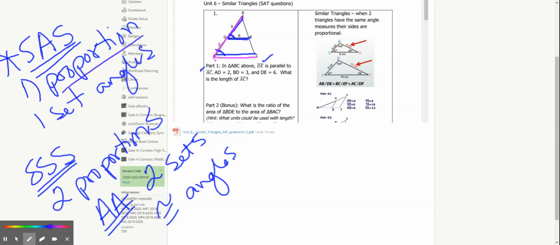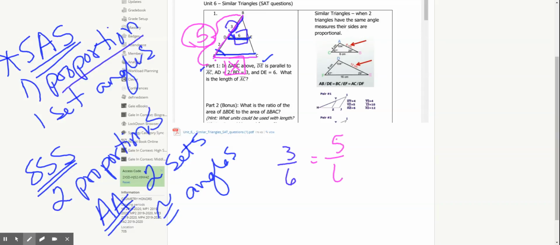So if we set up that proportion, we're going to do 3 over 6. And this whole thing is 5, so the length on that diagonal is 5 over x. So the 5 goes next to the 3, and the x goes next to the 6. The other way to write that is 3 over 5 equals 6 over x. Oh, wait a minute, this should be an x right here.